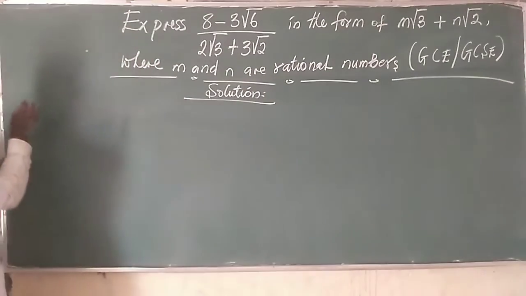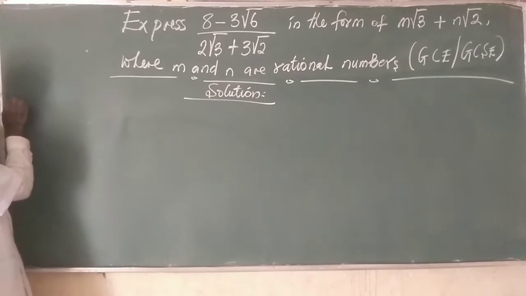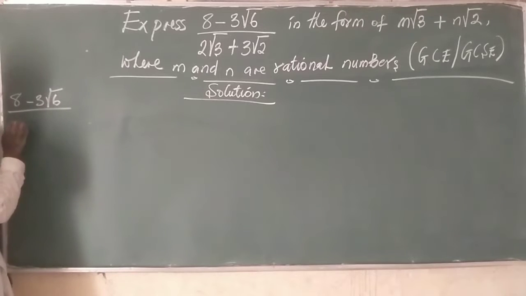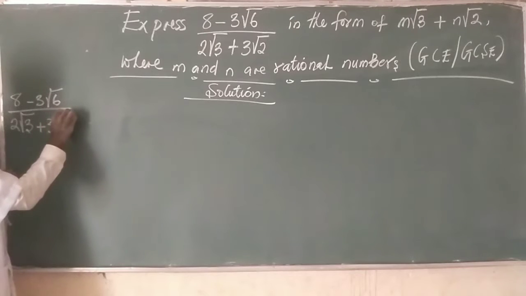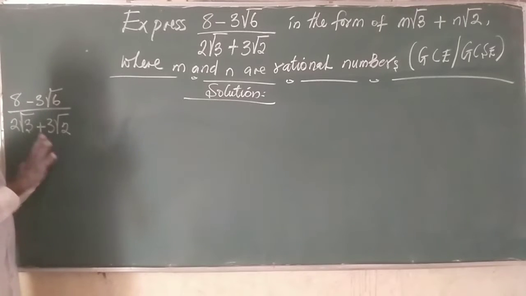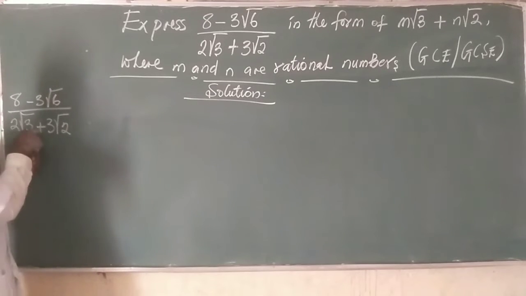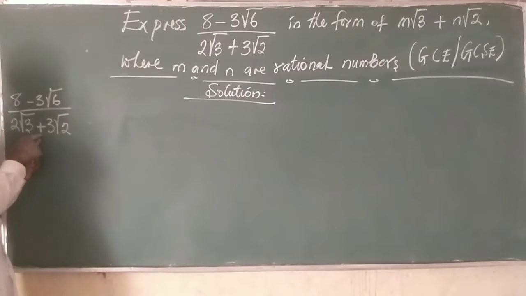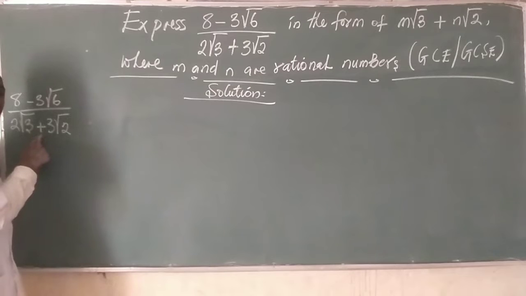We put down the expression the way it is, and that is x minus 3 square root 6 all over 2 square root 3 plus 3 square root 2. This is the expression given. For us to solve this, as I said earlier, we need to find the conjugate of the denominator. Meaning, we are going to change this to minus, since it is already plus. If we change this to minus, it means we have found the conjugate of this denominator.